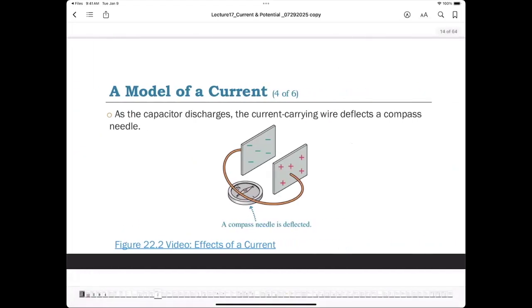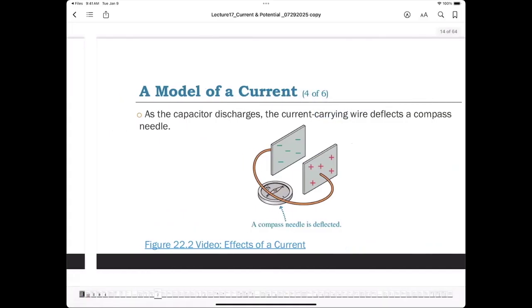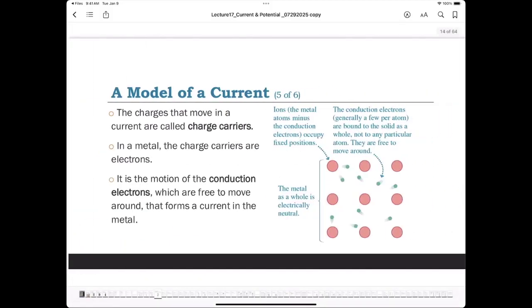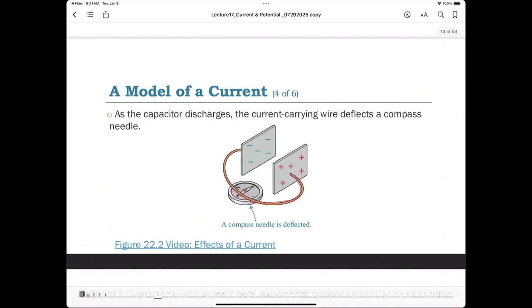As a capacitor discharges, the current carrying wire deflects a compass needle. This is because the compass needle is deflected by the motion of charge, and also because of the current. That makes sense to you? Yeah. Okay. You can also check these videos for effects of a current.